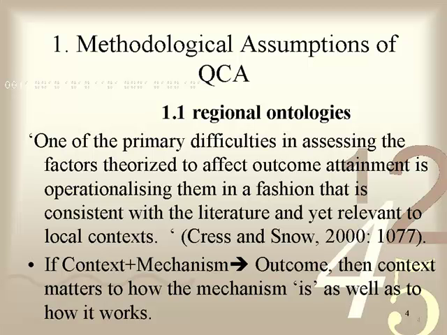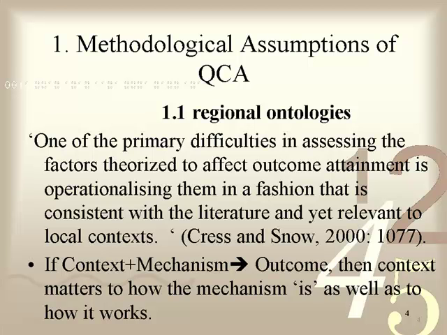So the way Cress and Snow mention this is very important. They say one of the primary difficulties in assessing the factors theorized to affect outcomes is operationalizing them in a fashion that is consistent with the literature and yet relevant to local contexts. So what they're saying is their work, which in this case was across different cities in America, had different local contexts which differed enough that it was actually sometimes hard to make a concept fit a particular city because the conditions were different there. So a regional ontology is a theory of what exists in different places, really quite differently, and not a universalistic ontology.